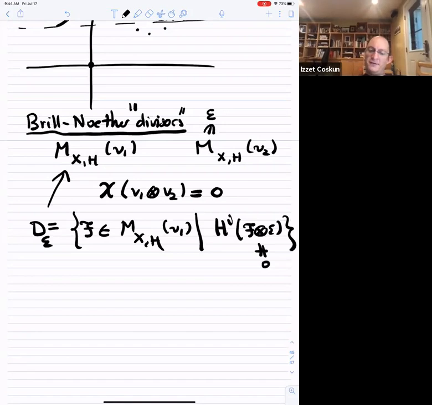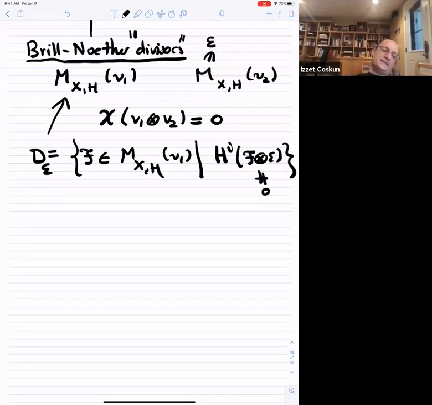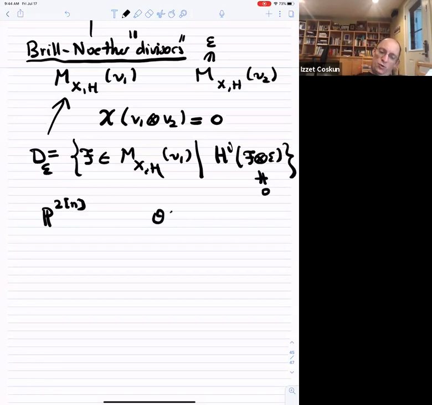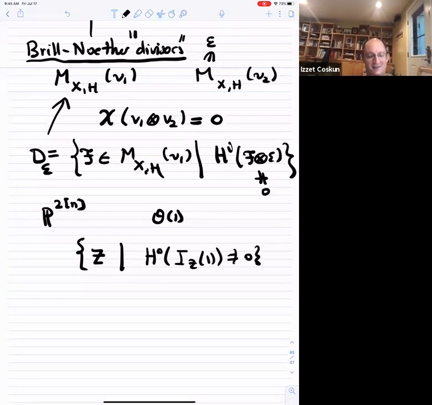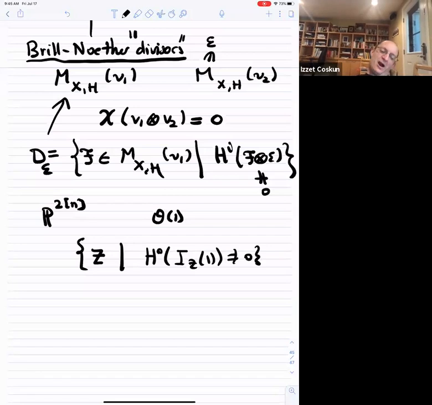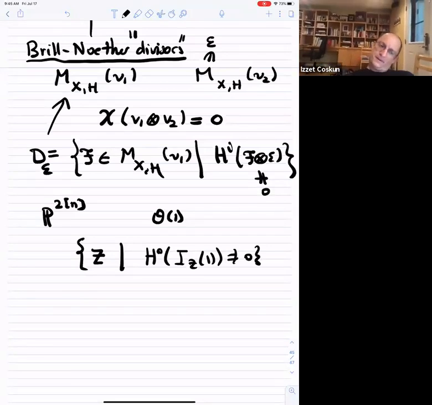Okay, and we've seen this already, these kinds of things, right? So for instance, when I was talking about the Hilbert scheme of 3 points, I took O(1), and then I looked at sets of 3 points such that H0 of I_Z(1) is not equal to 0. And this was a complicated way of saying the locus of 3 collinear points. Okay.